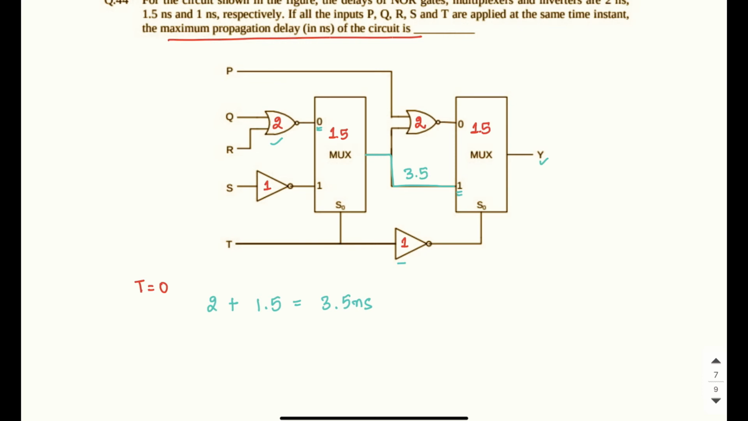Now you can also see that there is a delay of 1 nanosecond from t becoming 0 to 1. But that 1 nanosecond is easily covered within this time of 3.5. Hence, it will not affect your answer, and so you don't need to consider this 1 nanosecond. You have 3.5 plus another 1.5 for the second multiplexer. So you have a total of 5 nanoseconds.